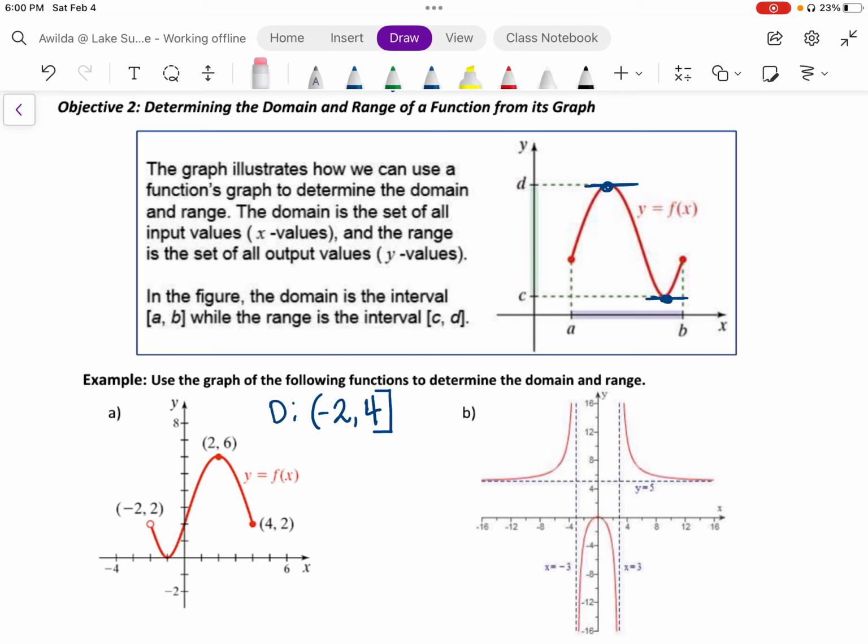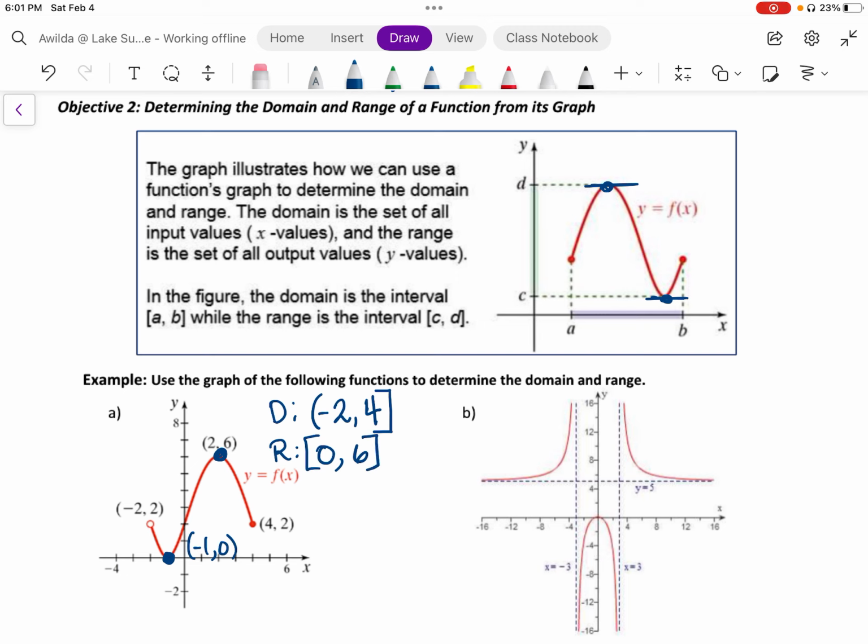For the range, we're going to look at the lowest point and the highest point on the graph. Well, it looks like the lowest point on the graph is right here, and here we have an ordered pair -1, 0, and it looks like the highest point on the graph is way up here at 2, 6. Both of those are included points, and so we're going to say that the range goes from 0 to 6 with both of those boundaries included in the interval.